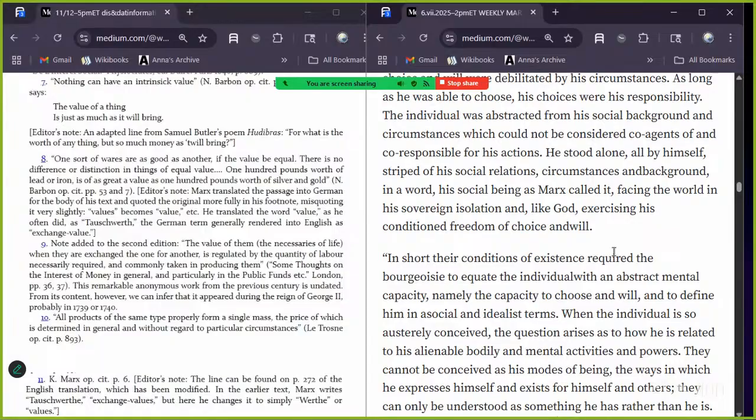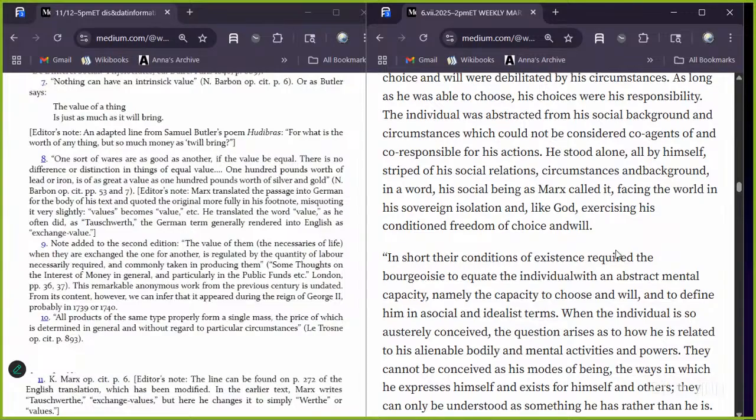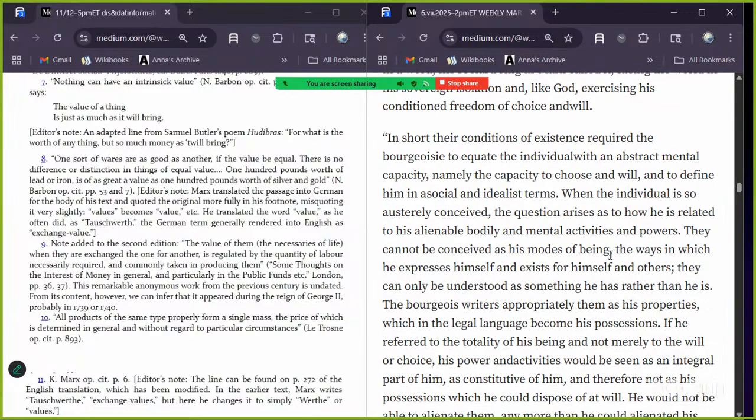In short, their conditions of existence required the bourgeoisie to equate the individual with an abstract mental capacity, namely the capacity to choose and will, and to define him in asocial and idealist terms. When the individual is so austerely conceived, the question arises as to how they're related to the alienable body and mental activities and powers. They cannot be conceived of as their modes of being, the ways in which they express themselves and exist for themselves and others.